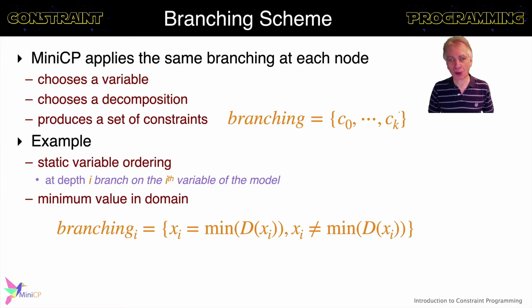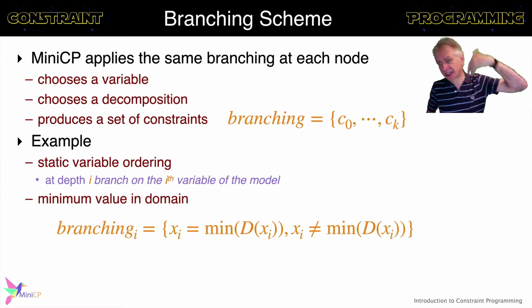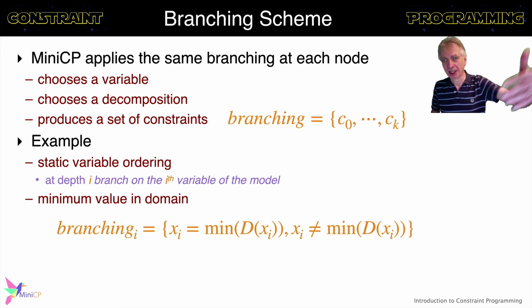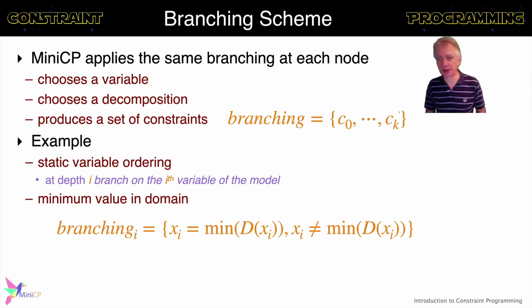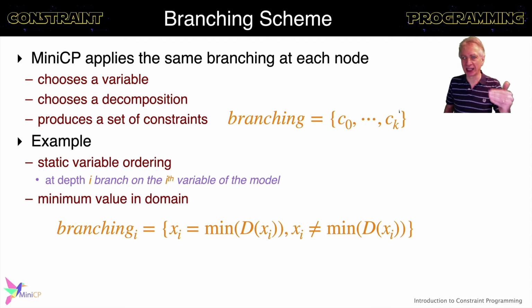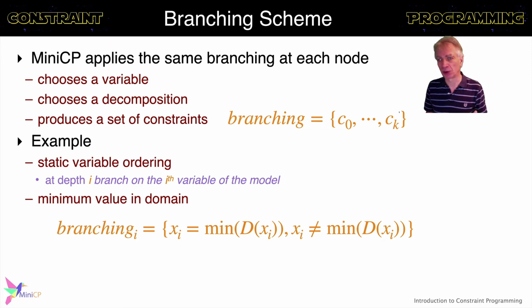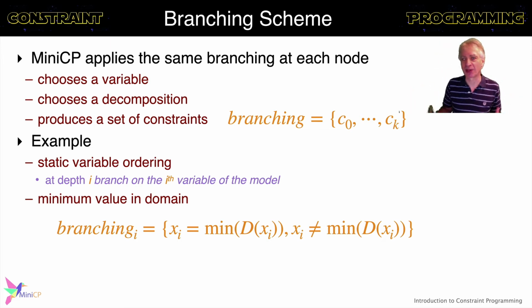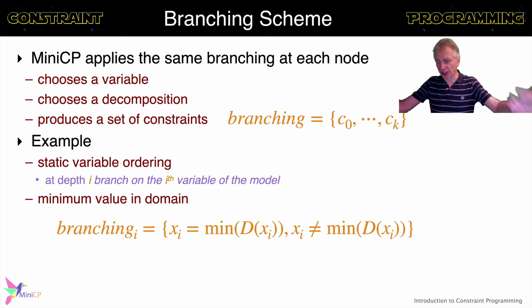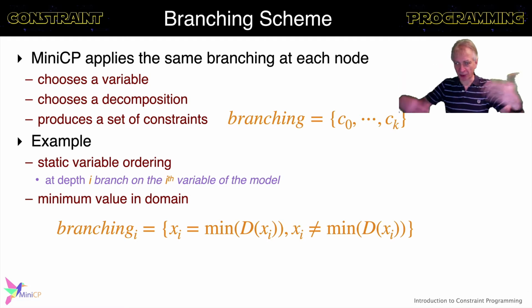Okay? So once again, branching is generating a set of constraints. Now, what is interesting in MiniCP is that the only thing that you are specifying is a single branching scheme. The same branching scheme is going to be applied at every node. And obviously it's generic, right? So what the branching scheme typically will do is choose a variable, choose a decomposition, and that will produce a set of constraints. And then the depth first search will use these constraints, and I will show you how.